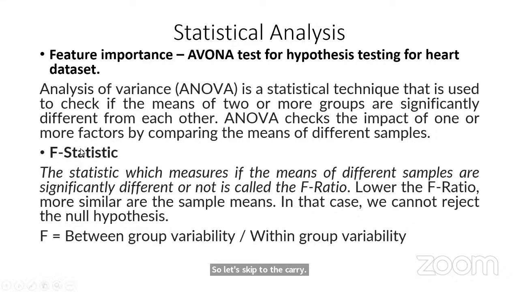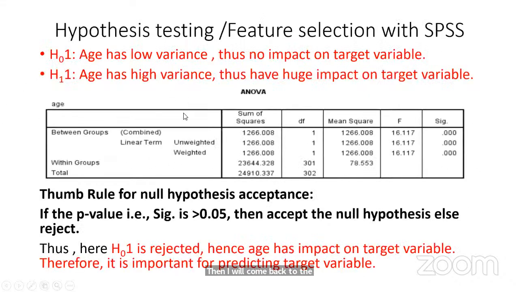Then I will come back to the F statistics. Now we are performing the hypothesis testing. In statistics, we call it hypothesis testing. In machine learning, we call it feature selection. This output, which I have shown here, is generated through SPSS. I will show you both, with Orange as well as with SPSS.